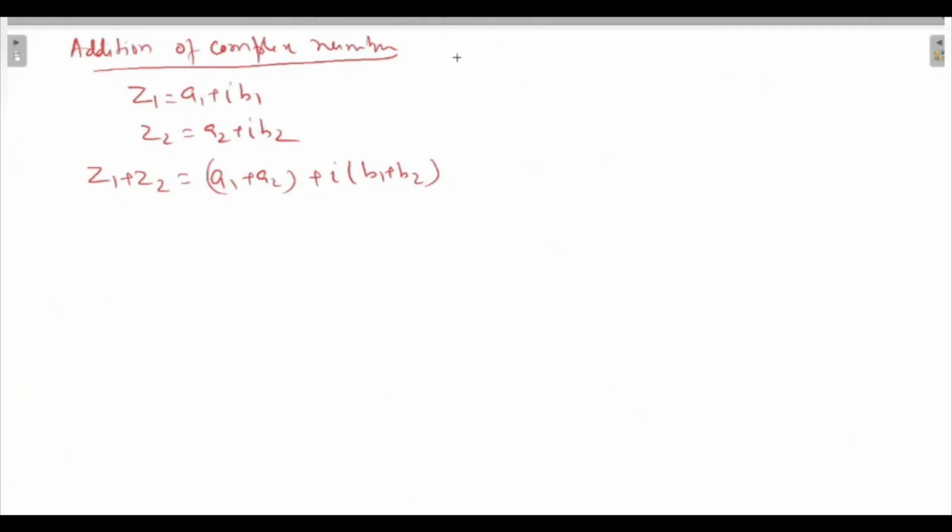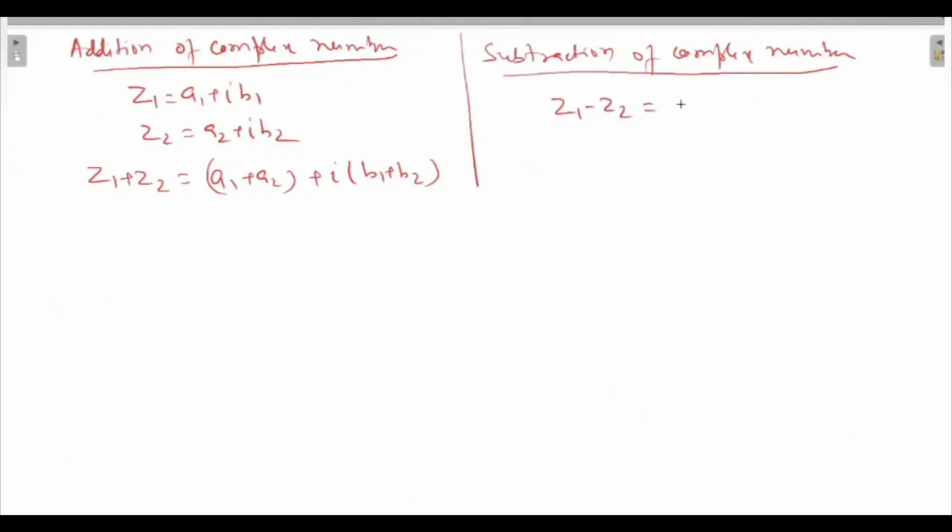Similarly, even the subtraction of complex numbers. How do we define subtraction of complex numbers? Subtraction of complex numbers z1 minus z2 is defined as a1 minus a2, and so on. Basically, you have to subtract the real part separately and the imaginary part separately.